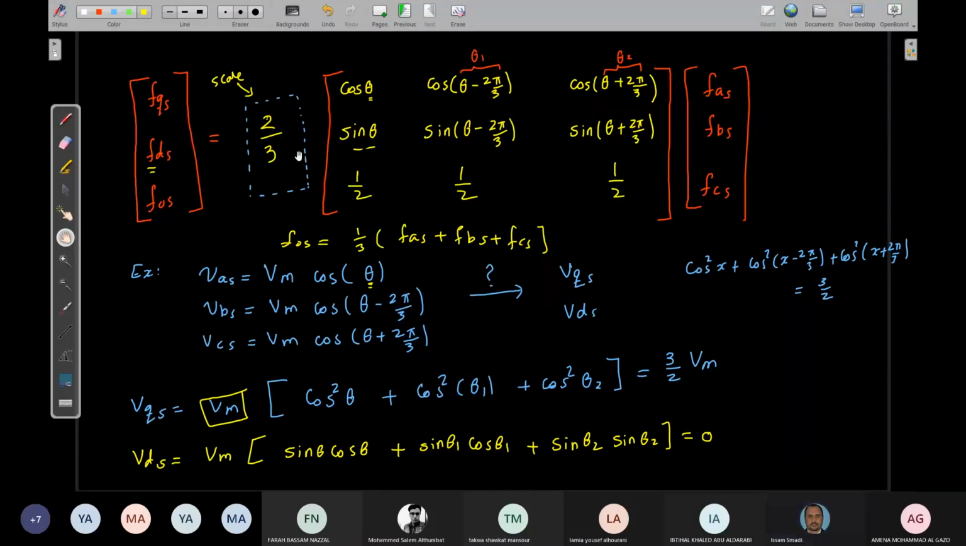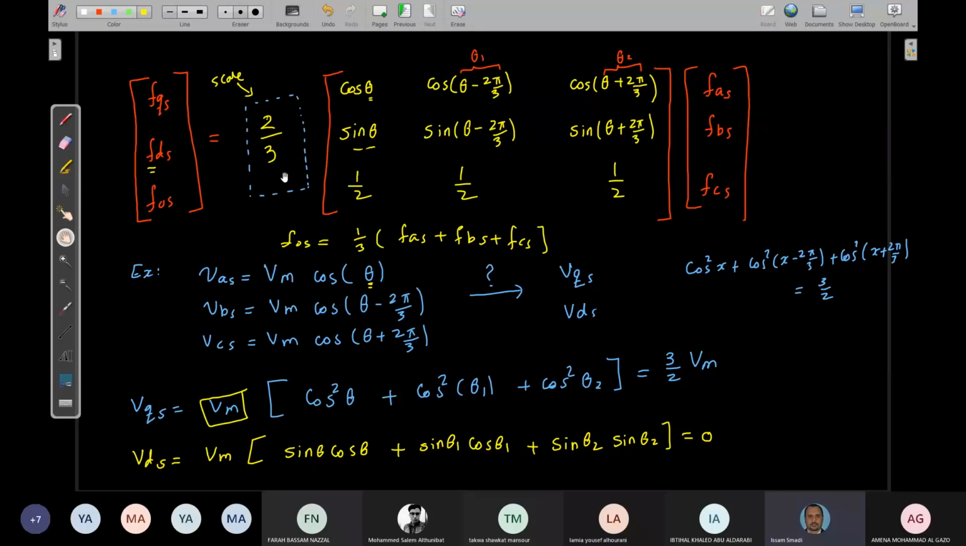Someone will say, I need my transformation VQ of S to be not the maximum value, but the RMS value. Someone will say, I need a transformation which has another useful information. So this can be done by the scaling factor here.